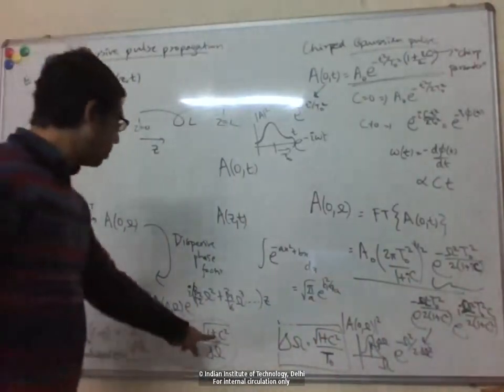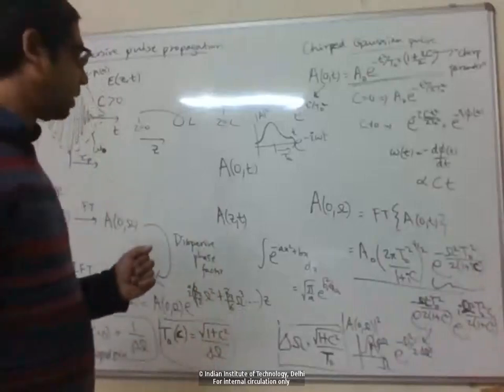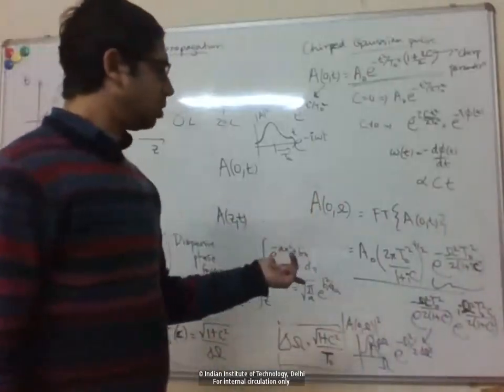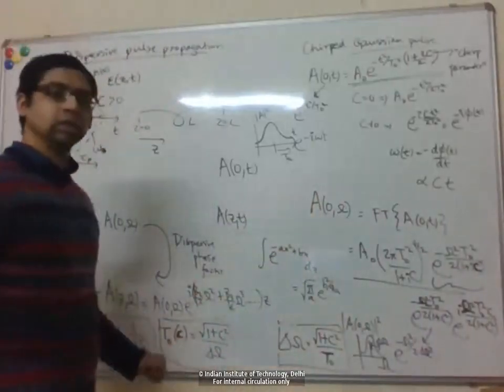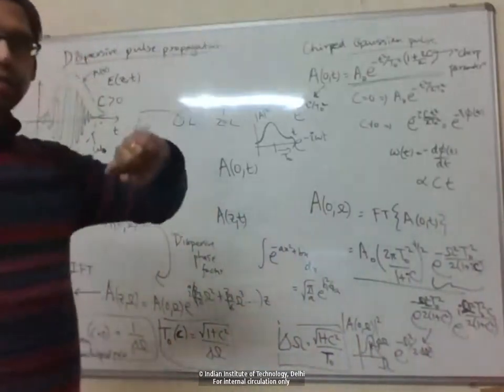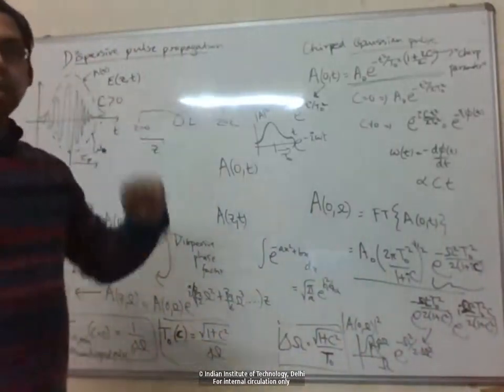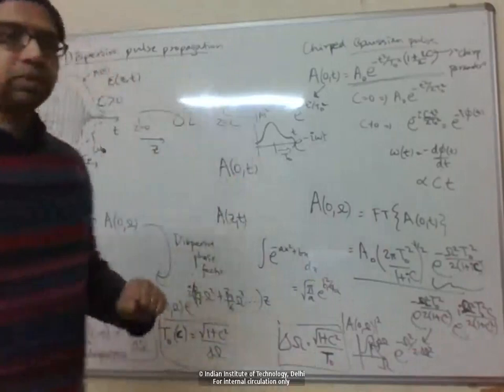Right? And you can see that it does not depend on, it just depends on C square. So it does not depend on the sign of the chirp. Right? It could be positive or negative. Both will give me broadening. So again, here, the dispersion could be positive or negative. Doesn't matter. If I start from an unchirped pulse, it will always broaden, right?